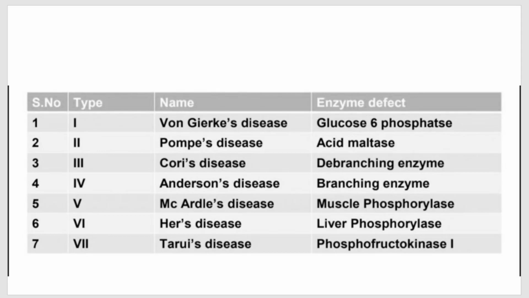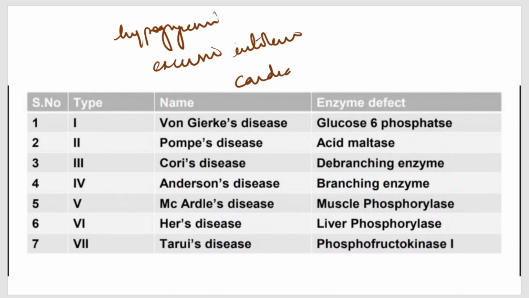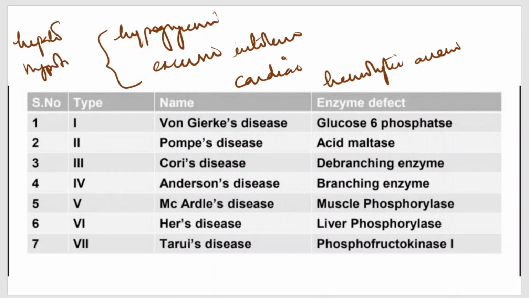So you have to know the diseases causing hypoglycemia, the diseases causing exercise intolerance, the diseases causing cardiac involvement, hemolytic anemia, and the one which does not cause hypoglycemia or exercise intolerance, instead causing hepatomegaly and muscle hypotonia alone. Right? So this is how you have to understand and memorize the glycogen storage diseases.